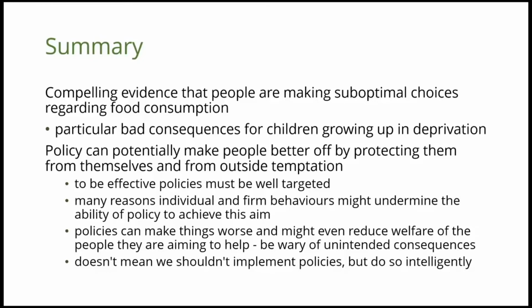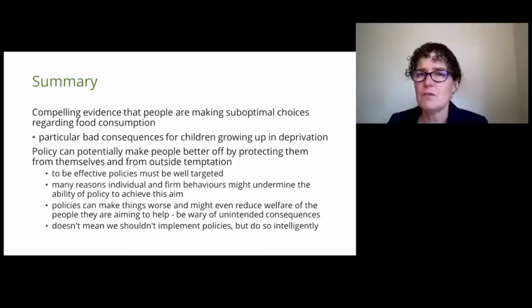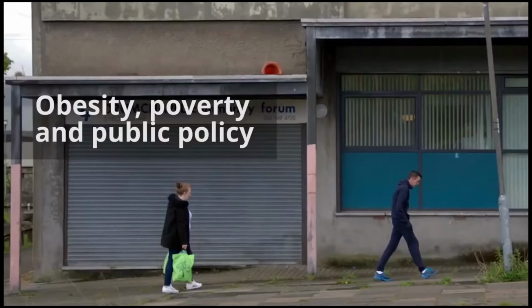And there's many reasons why individual and firm behaviours may undermine the ability of policy to achieve this aim. Policies can make things worse and might even reduce the welfare of the people they're aiming to help. So we need to be wary of those sorts of unintended consequences. This doesn't mean that we shouldn't implement policies. It just means that we need to do so intelligently with an evidence base that informs us on what the likely impacts will be.